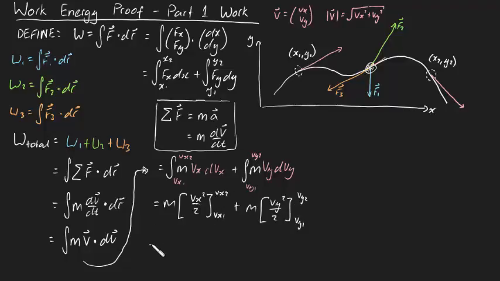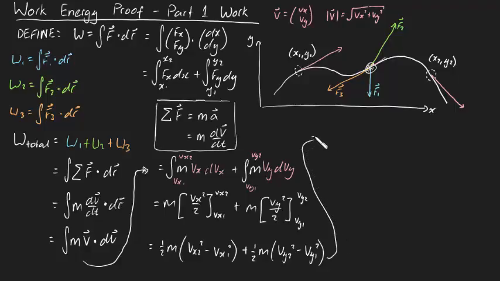We know this is just simply going to turn out into a half times m times vx2 squared minus, I was about to write plus, but it's minus, vx1 squared. And we're going to add that to a half times m, now we're dealing with this one, times vy2 squared minus vy1 squared. And let me continue up here because I'm running out of space again.